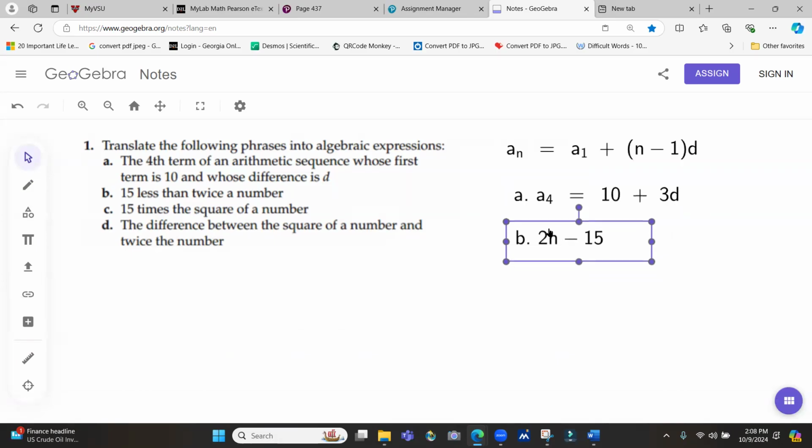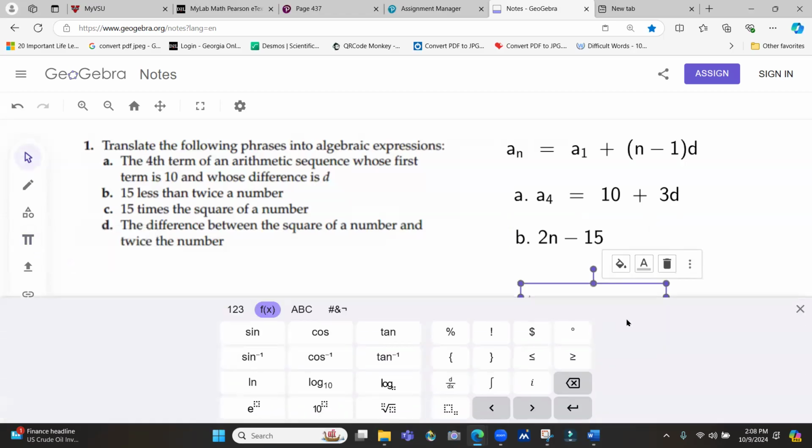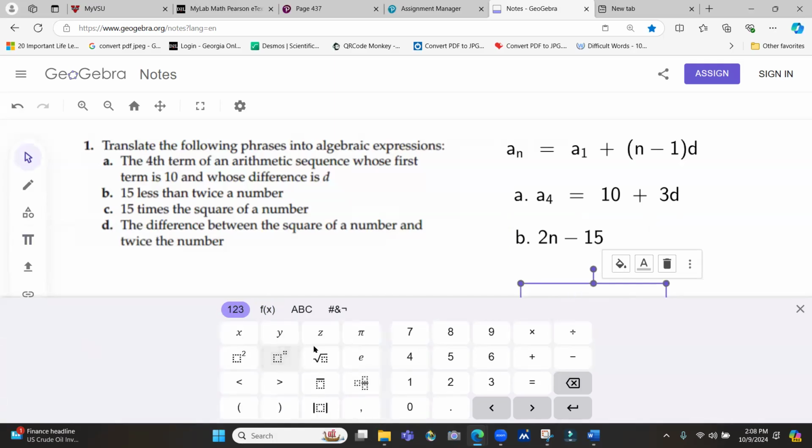Okay, let me do a couple more, then I'm going to pause and let you ask me questions if you have any. 15 times square of a number. So my number is again n. 15 times the square of a number: 15 times n squared.